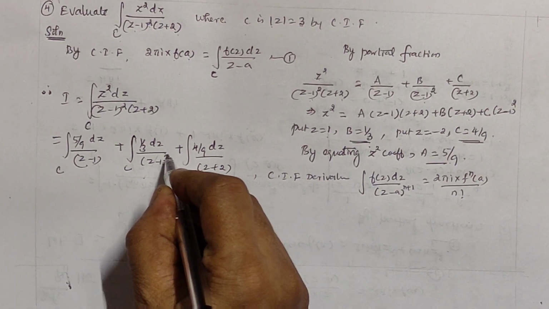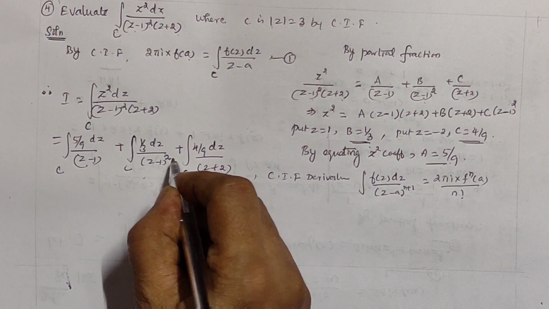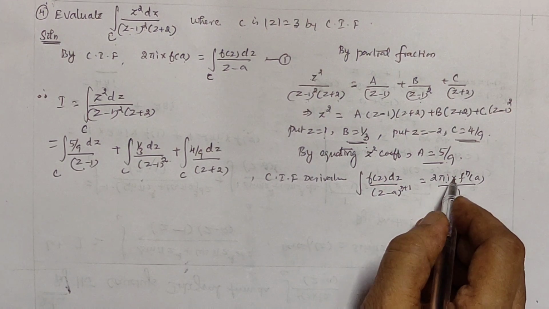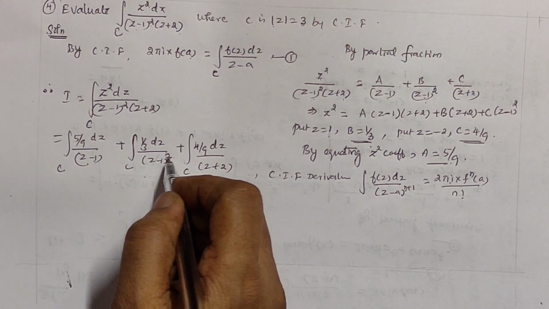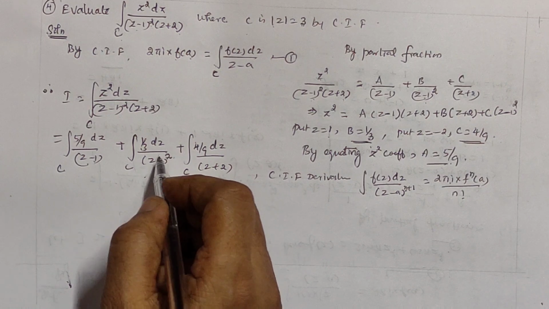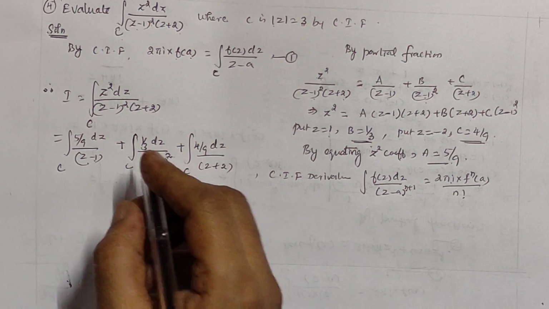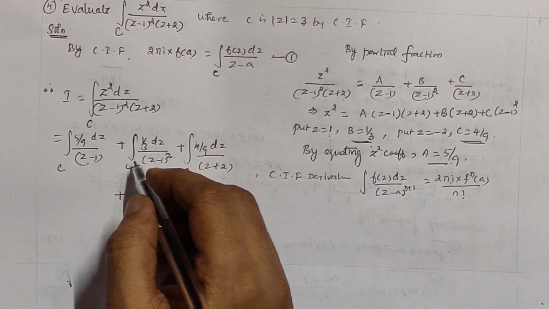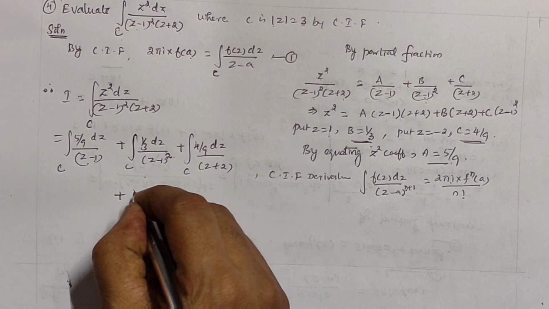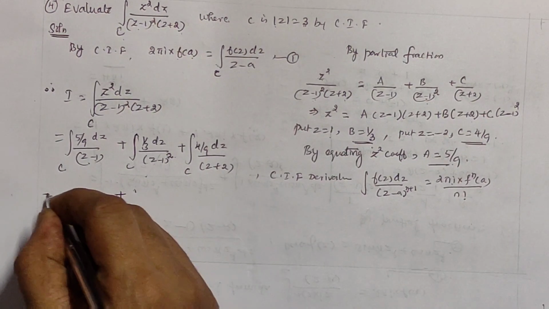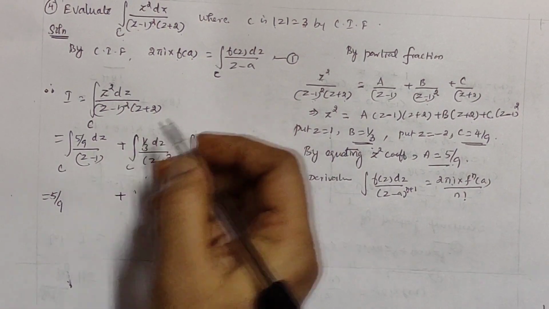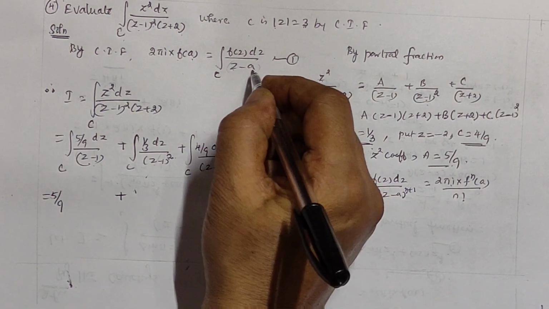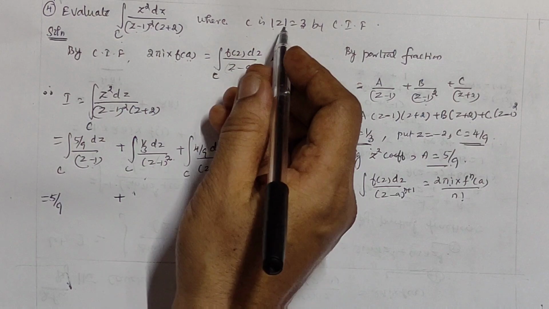See, in our problem, this square can be expressed as 1 plus 1. Therefore, n value is 1. So I can write this as 2 pi i into f1 of a, because here n is 1, so I'll get 2 pi i into f dash of a. Here f of z itself is 1, therefore f dash of 1 will be 0 in this case. So let us write this as 5 by 9. Coming to this one, it is a linear term here, so z minus a takes the value 1, and moreover it is inside C.